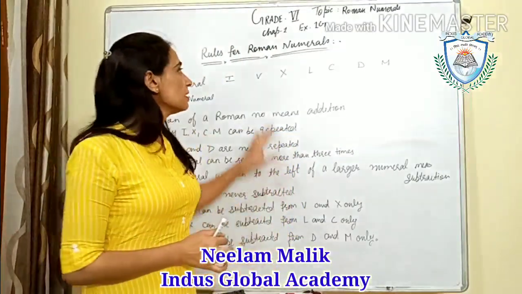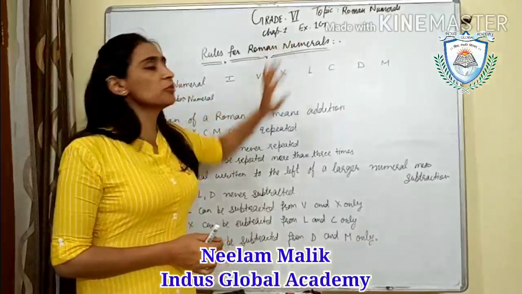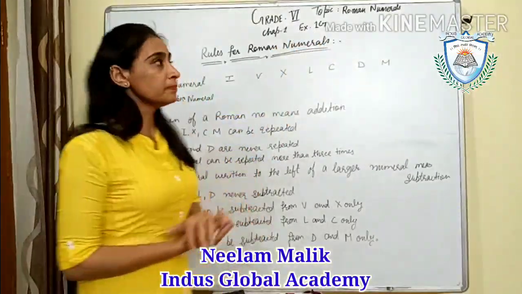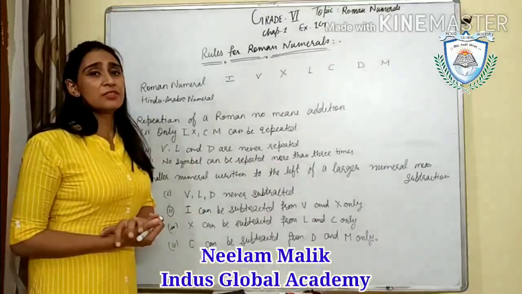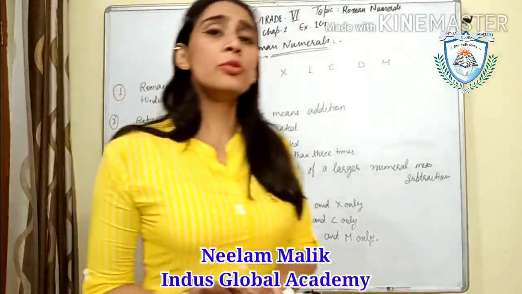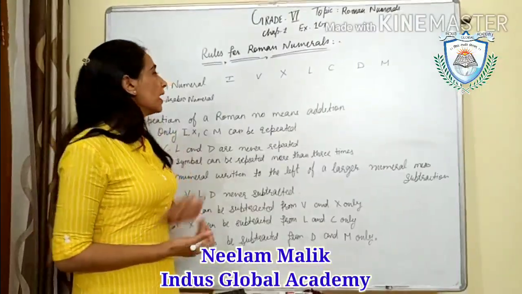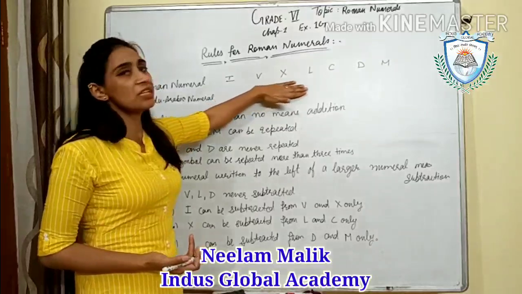Today we will start our next exercise of this chapter. This is your last exercise, 1G. In this exercise, we have to form the Roman numbers by using these symbols.